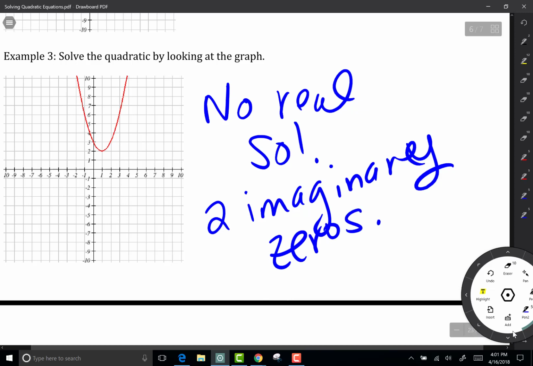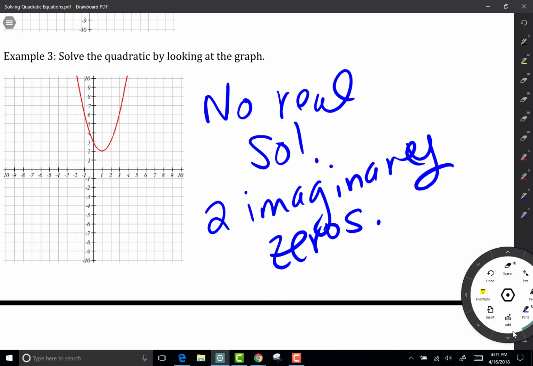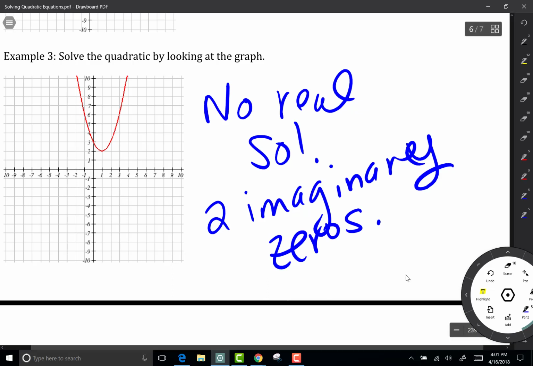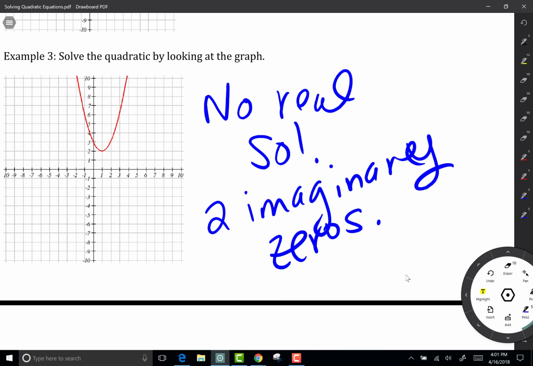So if you're doing this on XYZ, I believe they just want you to put in DNE for no real solution. But you still would have the two imaginary zeros. They just wouldn't be x-intercepts. And that's all there is to solving by looking at the graph. You just are looking to see where it crosses the x-axis.